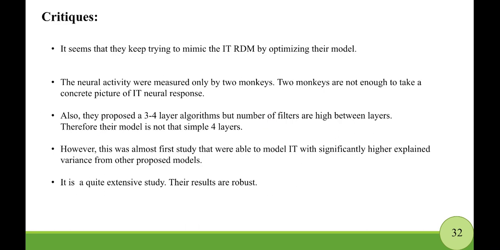So overall, to summarize, to me it seems that they keep trying to mimic the IT RDM by optimizing their models. They keep doing a bunch of linear summations to see when they get the actual model performance. They also measured only two monkeys. Two monkeys might not be a concrete picture of the IT neural response.